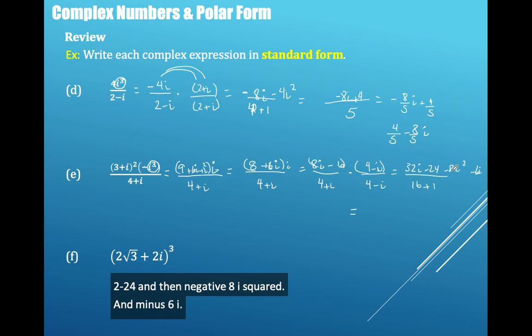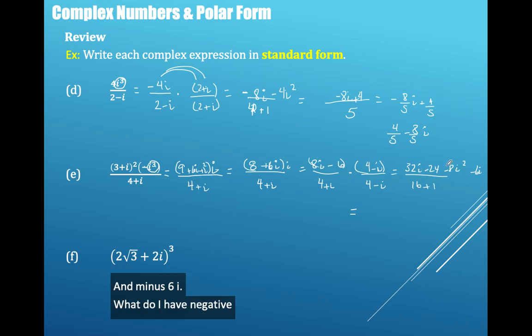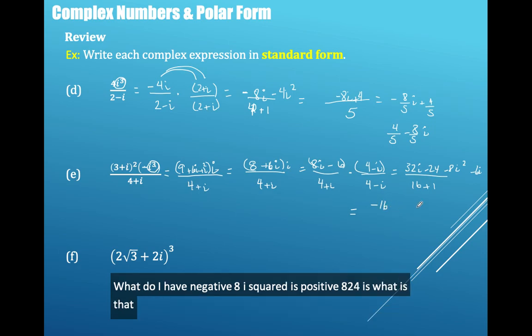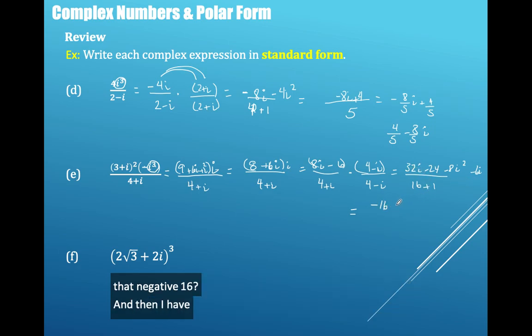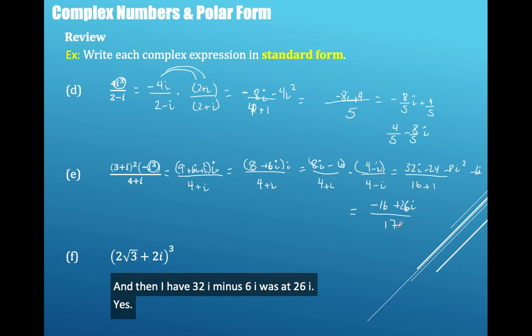So what do I have? Negative 8i squared is positive 8, minus 24 is, what is that, negative 16. And then I have 32i minus 6i, so what is that, 26i. Over 17.